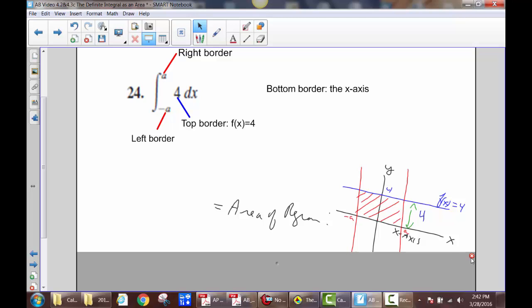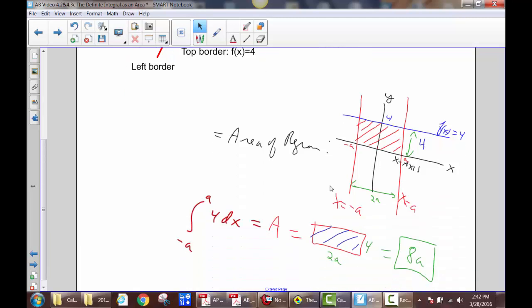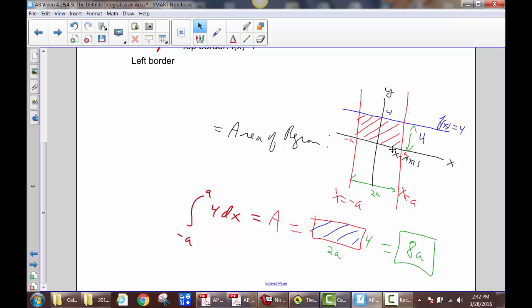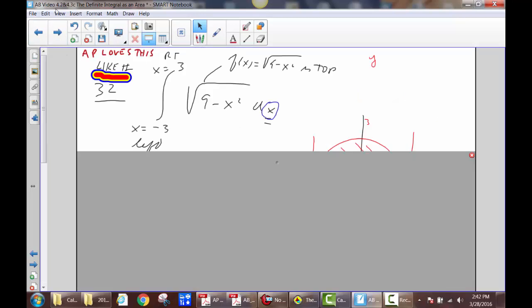And of course, the area of a rectangle is simply the length times the width. Well, from here to here is 2a, and from here to here obviously is 4, hence the area of that rectangle is 8a. Same thing.